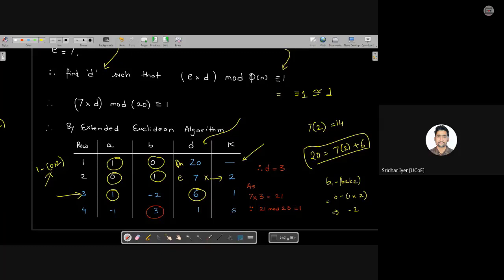Fine. Using this formula, keep on solving this until we get 1 in D's column. Wherever 1 comes in D's column, the corresponding B value will be my new D. Am I clear? Do I need to repeat it again? At the instant whenever we get 1 in D's column, the corresponding value of B will be the decryption key D. Is it clear? Kindly let me know. Fine.